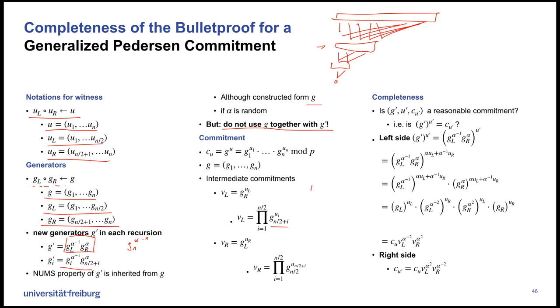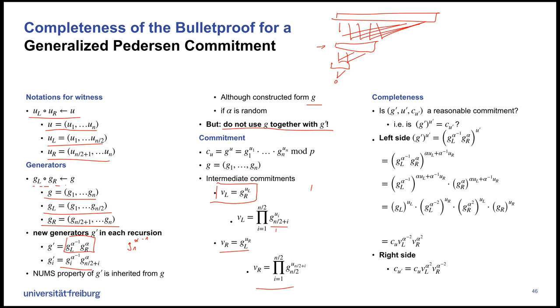Okay, now for the intermediate commitments that we produce: this is the formula. You take the product over i from 1 to n/2 and you take the right side from the index to the power of the left side. And that's the same thing you do here on the other side. So this is the thing that you do.